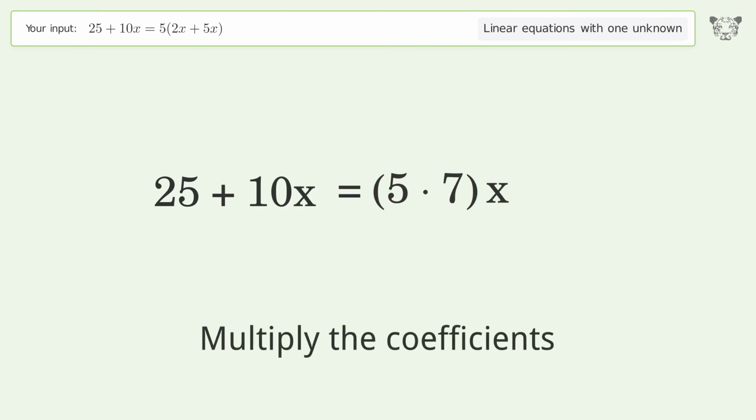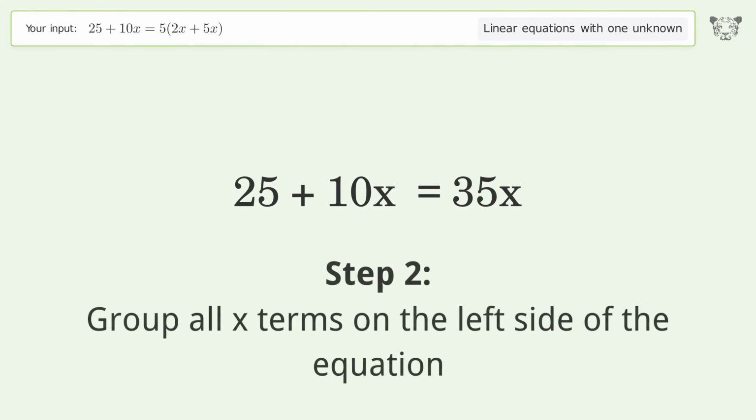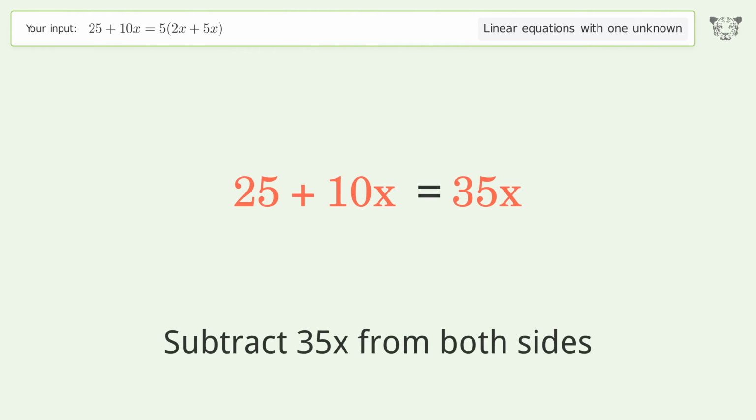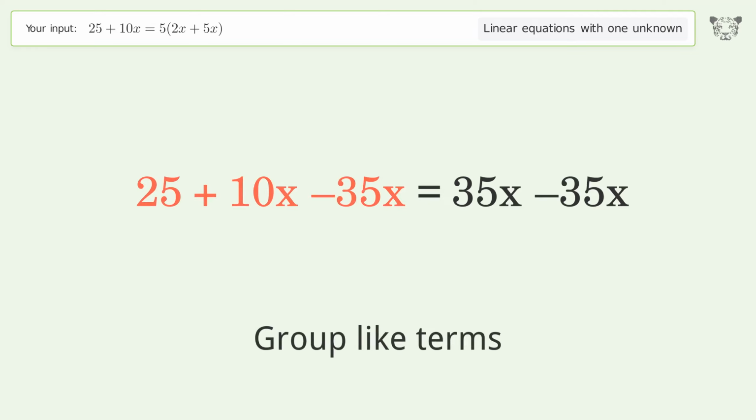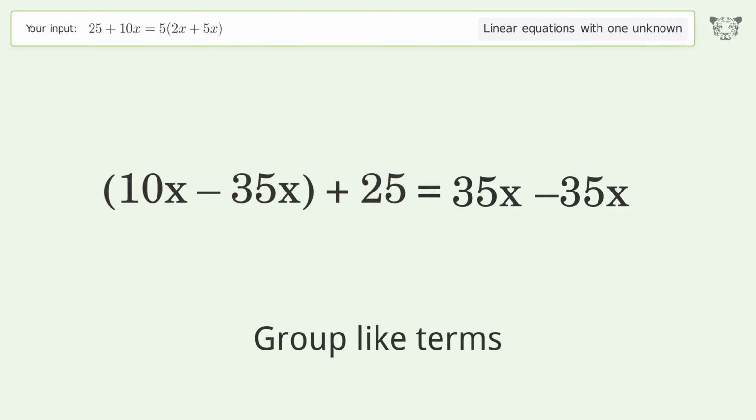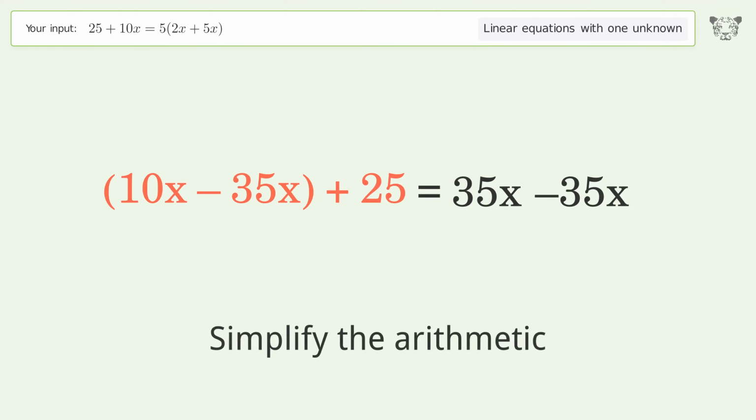Multiply the coefficients. Group all x terms on the left side of the equation. Subtract 35x from both sides. Group like terms. Simplify the arithmetic.